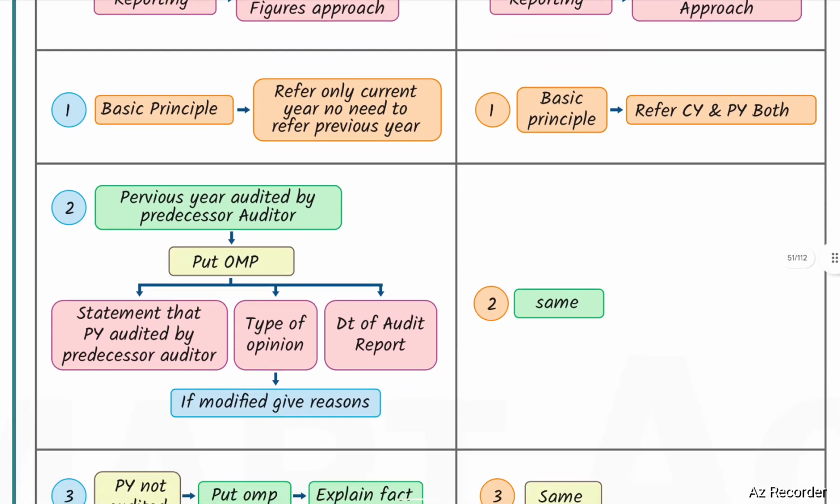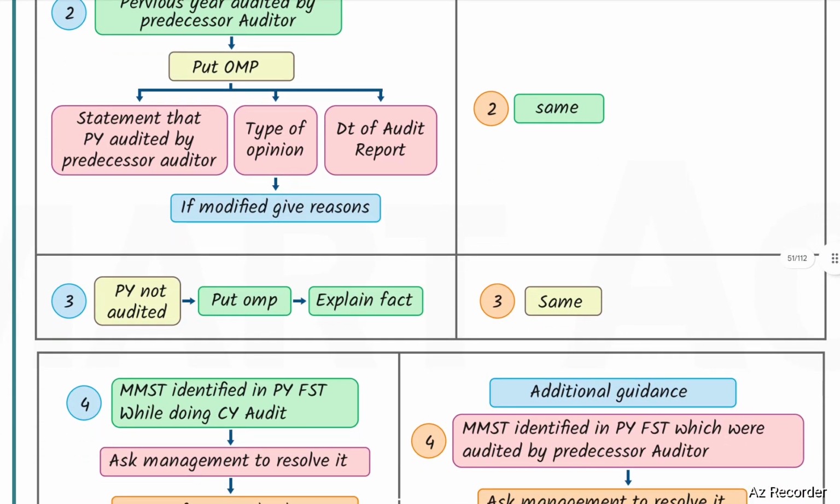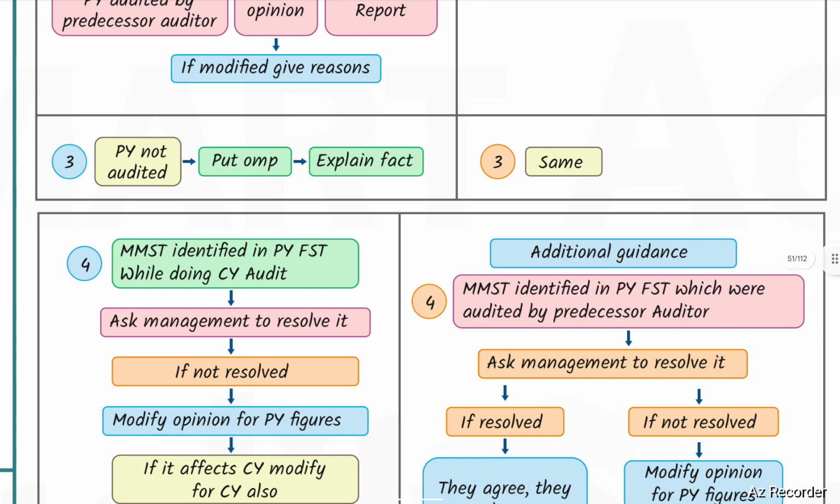Next, if the previous year was audited by a predecessor auditor, then put an other matter paragraph with a statement that the previous year was audited by a predecessor auditor, the type of opinion, if modified, give the reason, and the date of the audit report. If the previous year was not audited, then put it in the other matter paragraph and explain the fact.